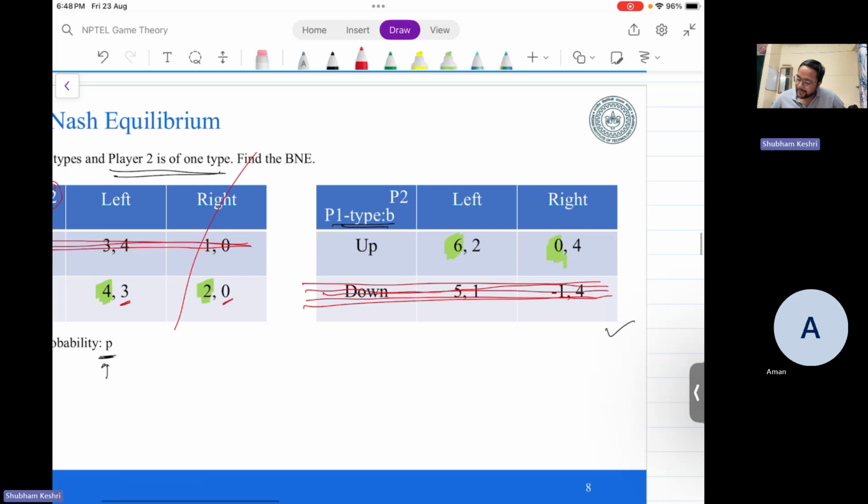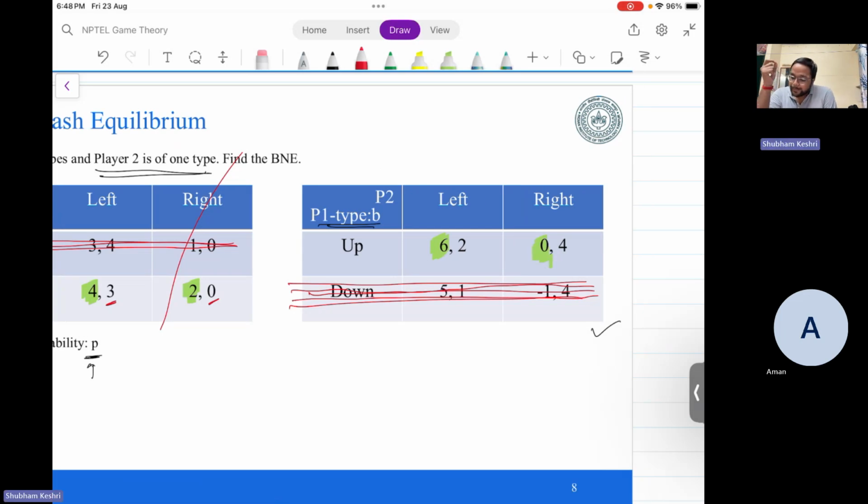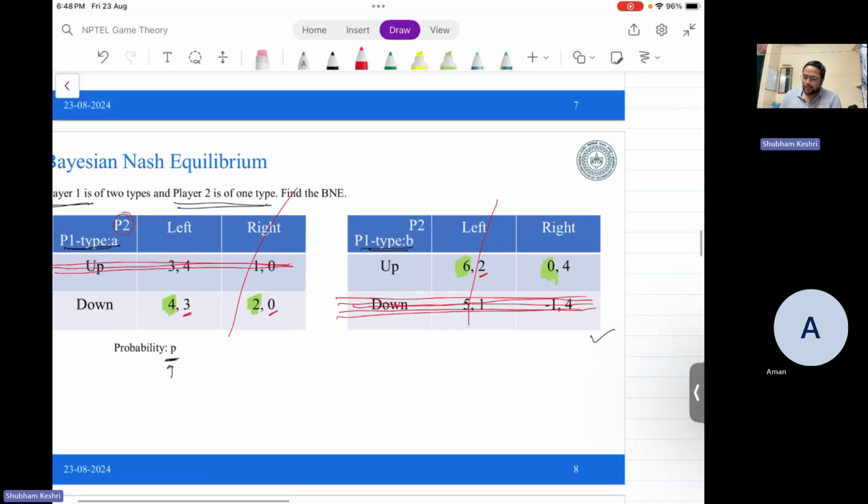If you go to the second game, suppose player 1 is of type B, player 2 will see that left is getting dominated by right. Therefore, you're saying to remove the strategy left. So overall, what are you saying? For type A, you remove right, and for type B, you remove left. So you cannot do that. You see, player 2 is uncertain about the type of player 1. They're playing simultaneously. So he doesn't know player 1 is of type A or type B. Therefore, you cannot remove this.